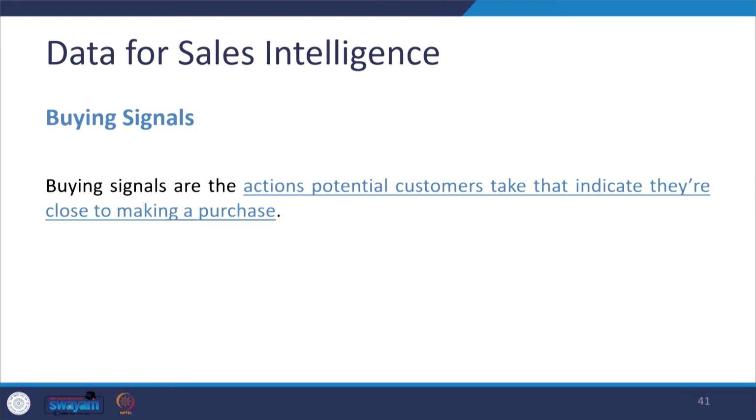Now another important concept is buying signals. Buying signals are the actions potential customers take that indicate they are close to making a purchase. Intent data just gives an indication that someone is searching for that topic. But ultimately, if a particular action signals that he is more willing to buy or make a purchase, we call those signals buying signals.